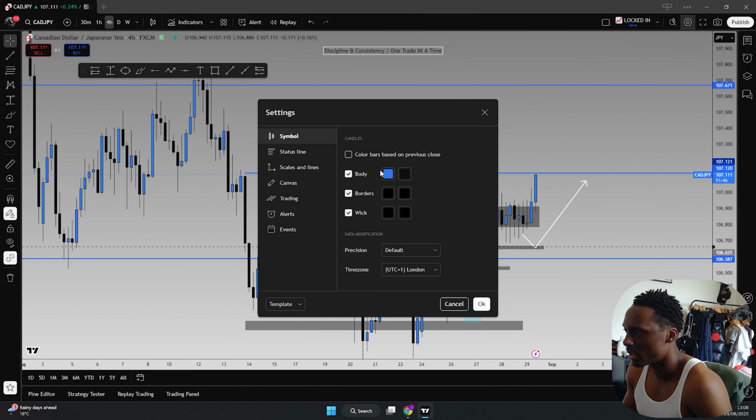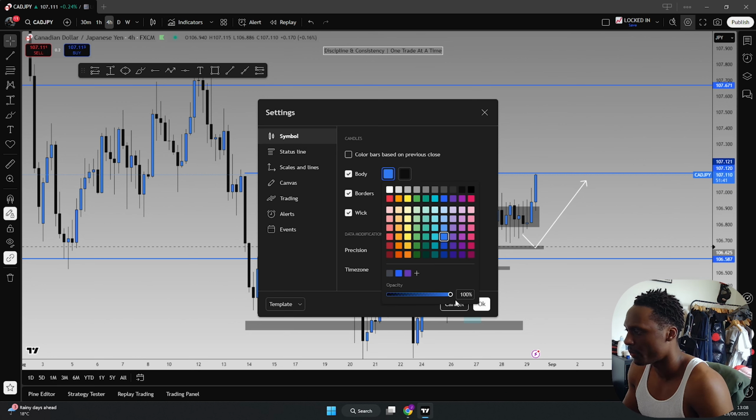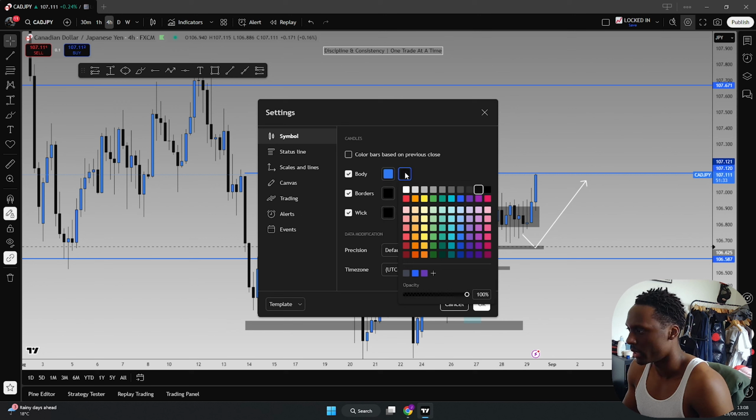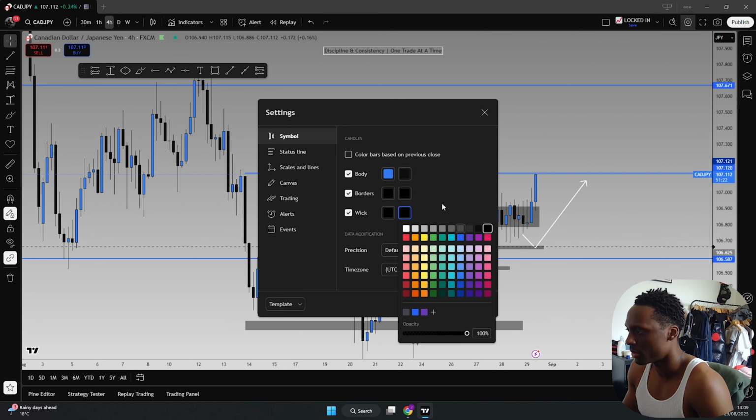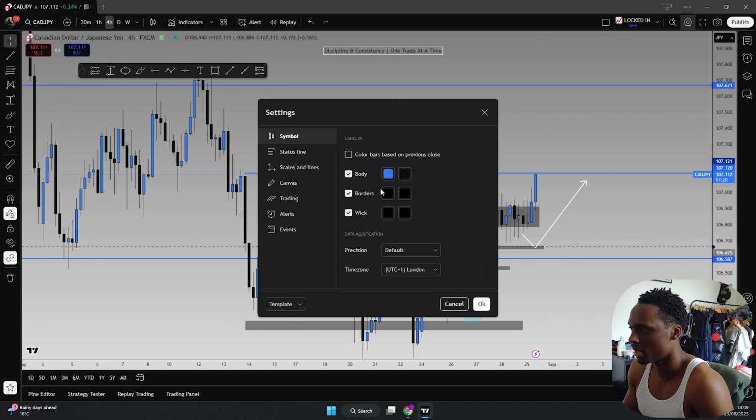So here's the symbols for the candlesticks. For the body, this is what I use. This color here, so third from the bottom, this type of blue. That's for the bullish candles. For the bearish candles, I use this color, not the darkest black, but second to last one. And then for the borders and the wicks, they're just fully black.